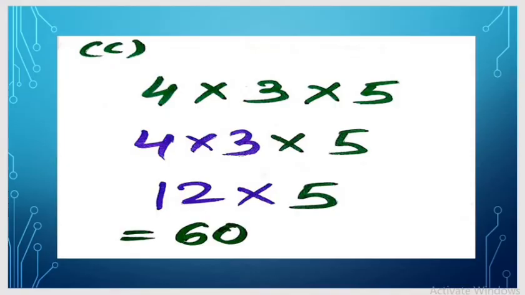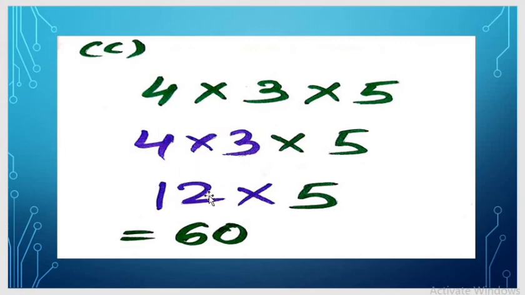So is this your question number C? 4 multiplied by 3 multiplied by 5. So first of all we write 4 multiplied by 3, then we do multiplication, and then we multiply with the last digit. So 4 3s how many, all students?